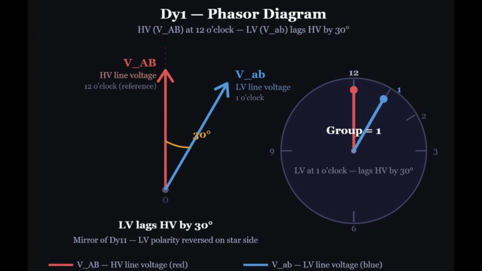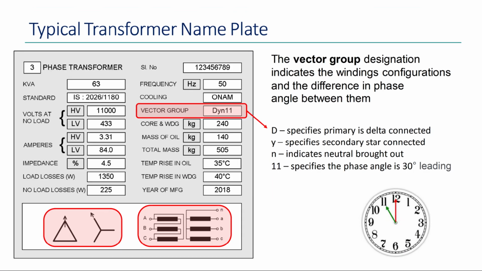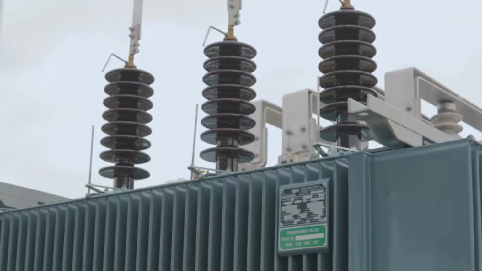In part 2, we saw how the windings are connected and how the phase shifts happen. Now in part 3, we bring it all together with a real transformer nameplate. Now, you will see exactly where the vector group appears, what the other ratings tell you, and how everything we have covered applies to a real transformer in the field.